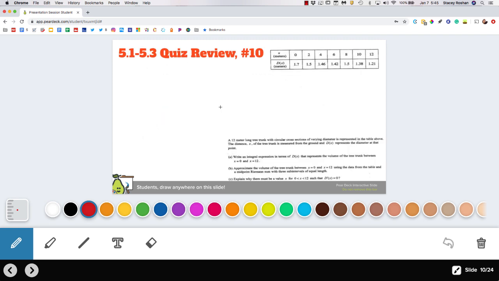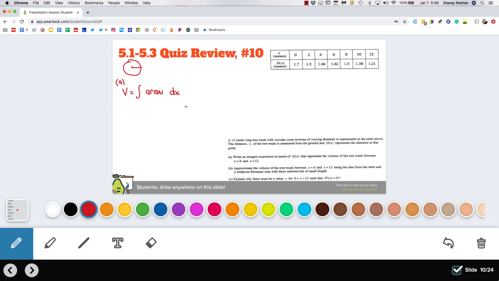All right, now that we've gotten those down, let's try this question, which was number 10 on your quiz review. So it said a 12-meter long tree trunk with circular cross sections. Okay, so the cross sections are going to be circular, and they're giving you a diameter here. The distance above the tree trunk is measured from the ground, and d of x represents the diameter at the points. Write an integral expression in terms of dx that represents the volume of the tree trunk between x equals 0 and x equals 12. Okay, the volume, think of it as you're adding up, which is the integral, all of these areas. We're going to get much more into this later, but kind of think of it like this.